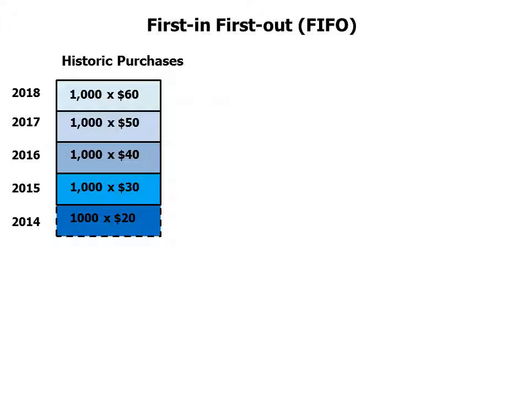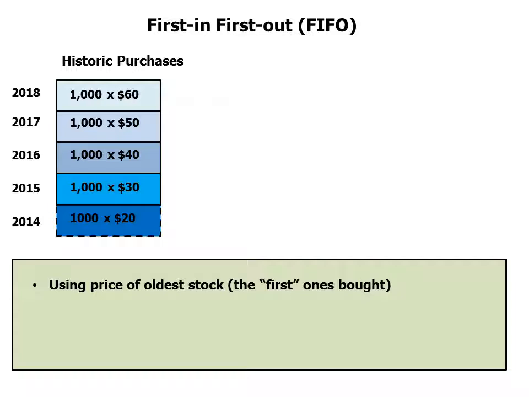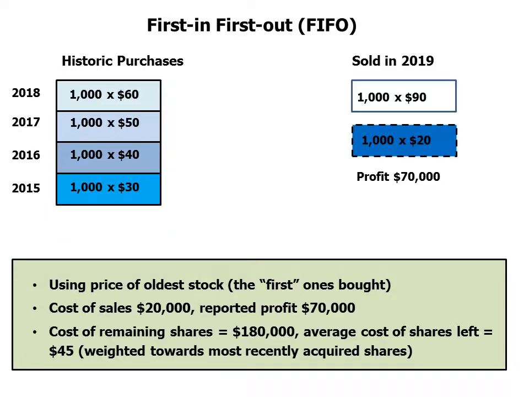The first relates to the earlier shares that were bought. So here are our historic purchases. We're going to use the price of the older stock. It's not actually the physical shares that were bought first that we're selling, but we're going to use the price of the first ones that were bought, the oldest ones. And the price of the oldest ones is $20. So revenue of $90,000, and our cost of sales in effect is 1,000 at $20, which is $20,000. So the reported profit, if we use FIFO, will be $70,000.